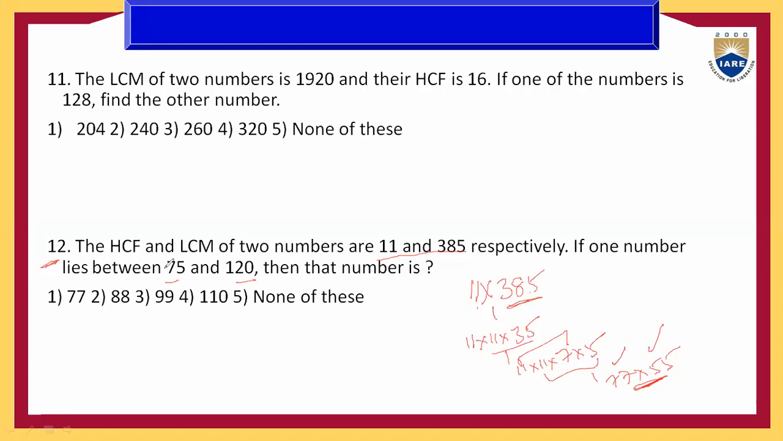It is given that one number lies between 75 and 120. So the number which lies between 75 and 120 is 77. So 77 is the right answer. Option number 1 is the right answer. 12 people gave the correct answer. Very good.